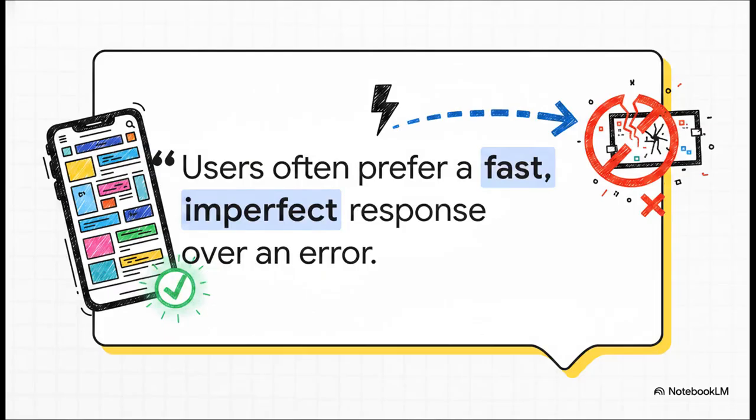And this quote just nails the whole philosophy behind it. You, the user, would much rather see a feed that's 99.9% perfect and instant than a loading spinner or an error message because the system was trying to be 100% perfect. A fast working app is always better than a slow, broken one.